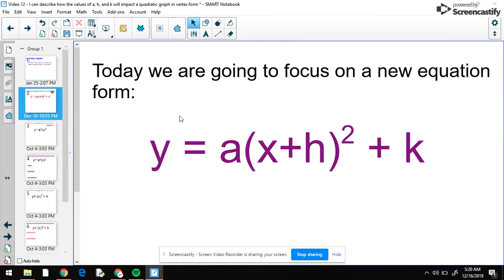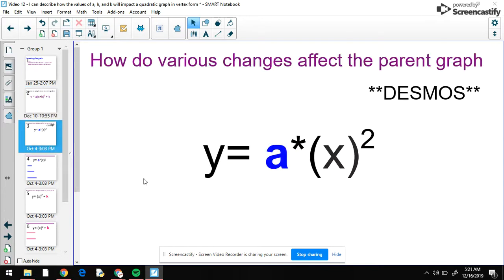So if we look at our new form here, we can see that we have x being added with h inside the parentheses, and then the quantity is squared, multiplied by a out in front, and then k is added off on the side. We're going to look at how a, h, and k impact that parent graph, and we're going to start by looking at the value a.